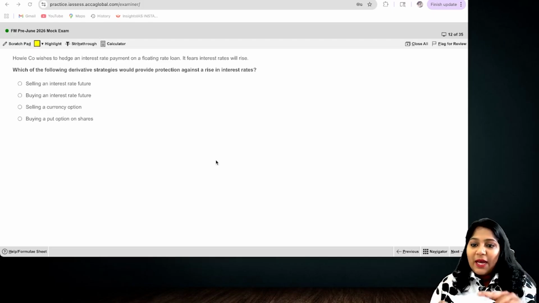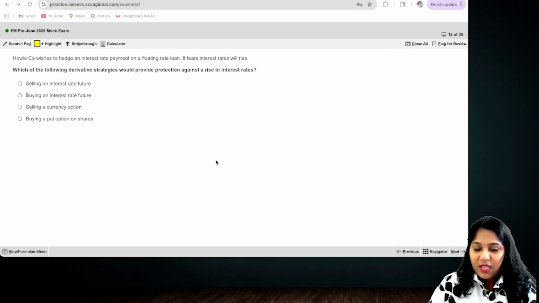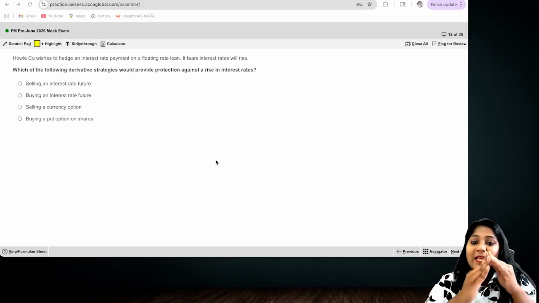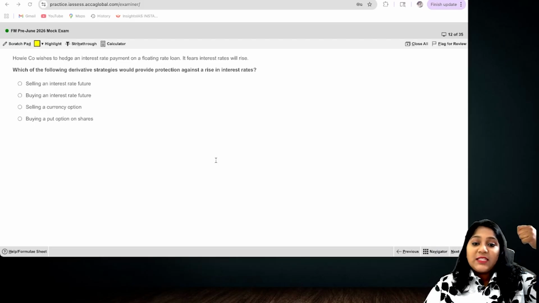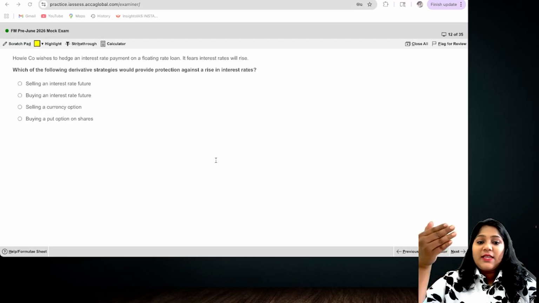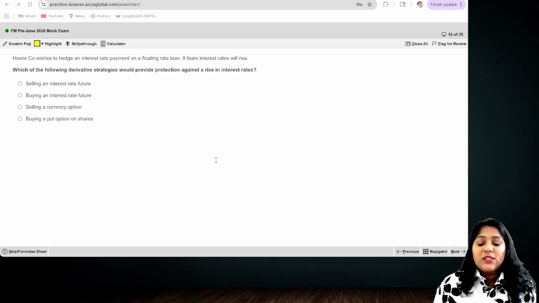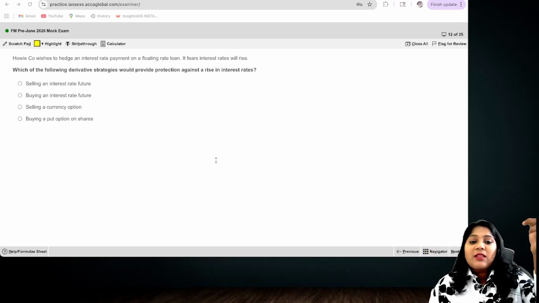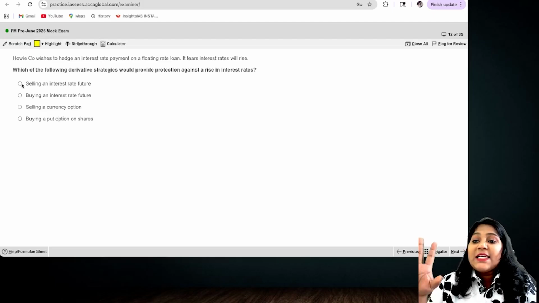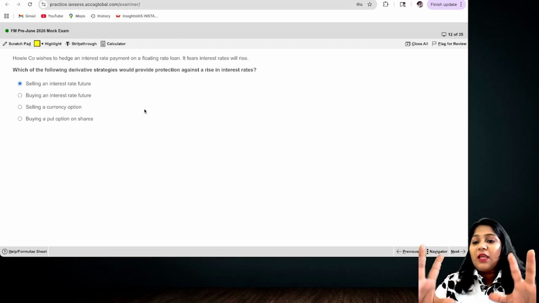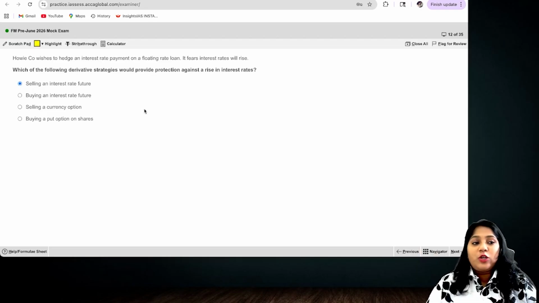Now, if I buy an interest rate future, it would protect me against what? Against the falling interest rate. Here my problem is, what if the interest rate rises in the future? So I will go ahead and sell the future. If the rate rises, the price of the future falls, where I will go ahead and buy back the cheaper one and I make the profit to offset the higher borrowing cost. So the answer for this question is simply what? Simply selling an interest rate future, not buying, not currency option, not a put option on shares.